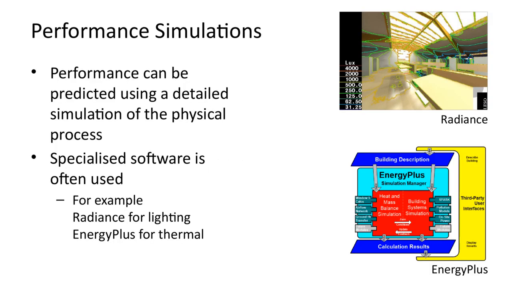Computational models can be used to predict performance for specific criteria. One approach is to use a detailed simulation program. Such simulations can be highly complex. They typically require specialized software. Two examples are the Radiance tools for lighting simulations and EnergyPlus for thermal simulations. Both these programs are free and open source. We will briefly discuss these programs.